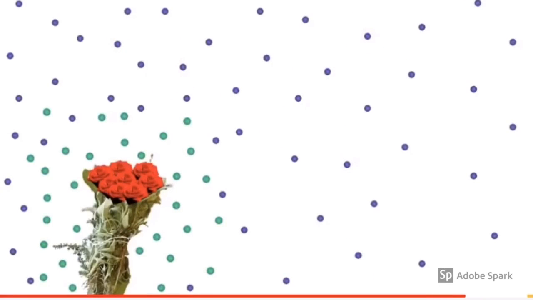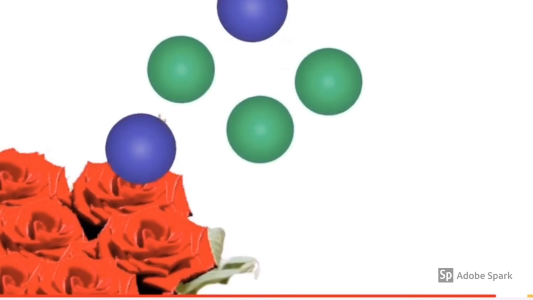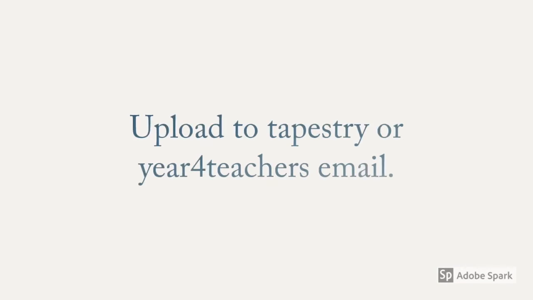This explains why it takes a while for a smell to get from one part of a room to another. The high concentration of gas or smell particles takes time to spread out due to the collisions with the other gas particles.